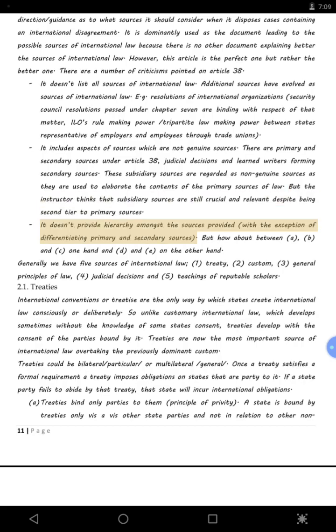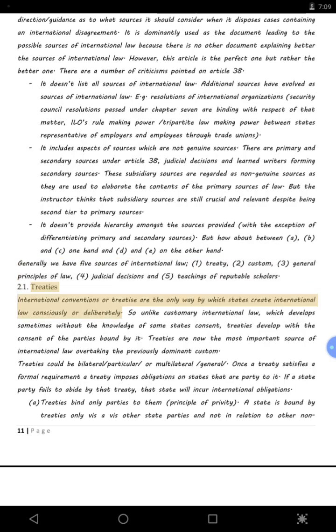It doesn't provide a hierarchy amongst the sources provided, with the exception of differentiating primary and secondary sources. But how about between A, B, and C on one hand, and D and E on the other hand? Generally, we have 5 sources of international law: 1. Treaty, 2. Custom, 3. General principles of law, 4. Judicial decisions, and 5. Teachings of reputable scholars.